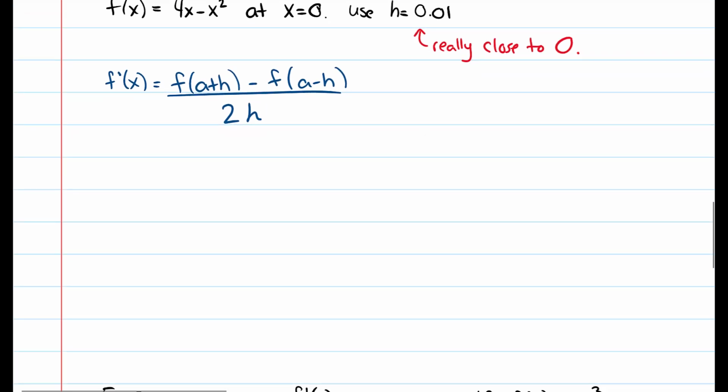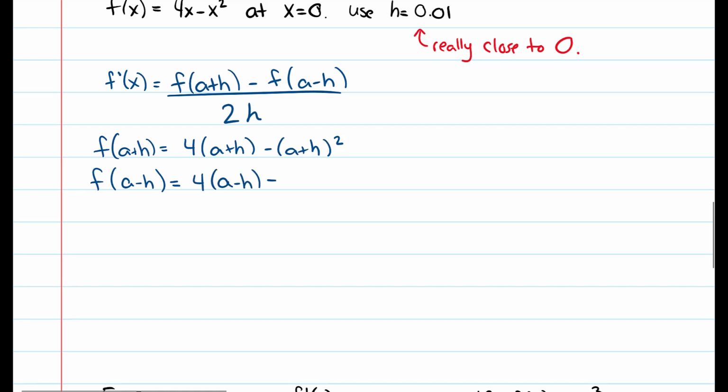So let's first break this into the components. We have that f of a plus h is equal to 4 times a plus h minus a plus h squared. And we have f of a minus h, which is 4 times a minus h minus a minus h squared. And since we're looking at x equals 0, this is our a value, and we have our h value. So now all we have to do is plug everything in.